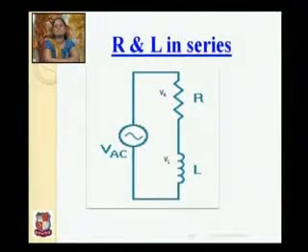Now we will discuss the RL series circuit. We are assuming one circuit in which resistance and inductor are connected in series and alternating voltage is given to the particular circuit. Whenever this type of circuit is given and you have to find the total voltage or individual voltage across resistance and inductor, how you can find that we have to discuss in this particular session.